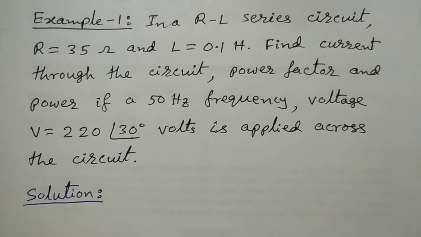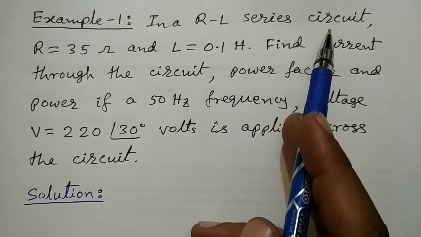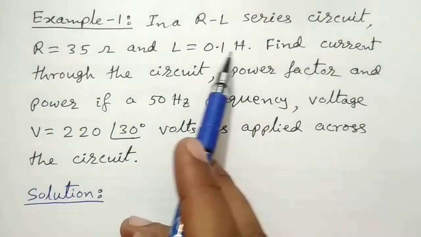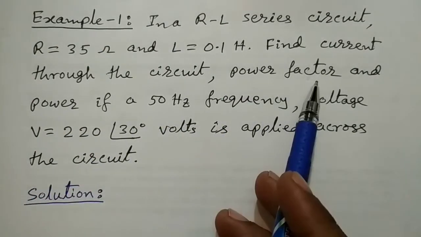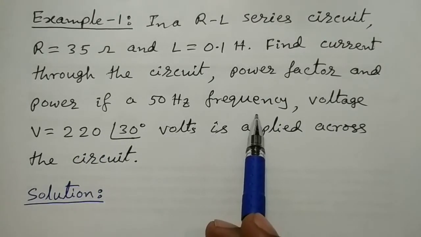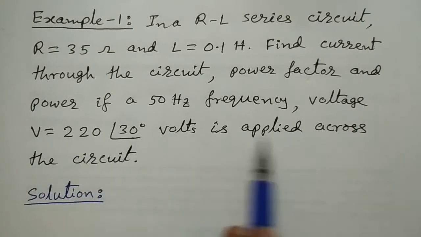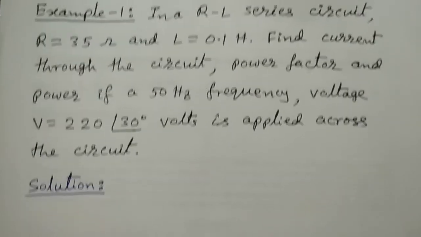Let's see some solved examples on phasor algebra with complex notations. In the first question, in an RL series circuit, the resistance is 35 ohms and the inductance is 0.1 Henry. Find the current through the circuit, power factor and power if a 50 Hz frequency and the voltage V equal to 220 angle 30 degree volts is applied across the circuit. So let's see the solution.